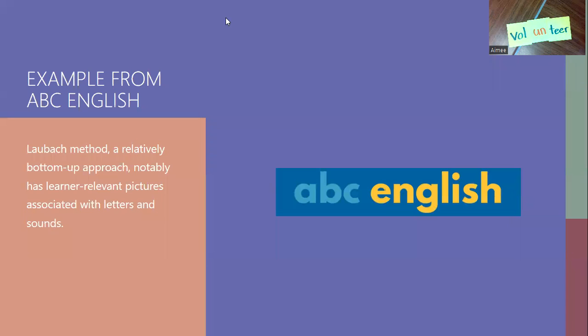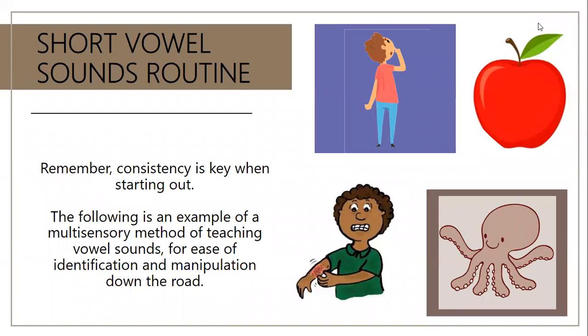So, all right. So an example from ABC English. What is this slide? Hold on. Bottom approach. Okay, maybe we'll tweak. Okay, we don't need that slide.